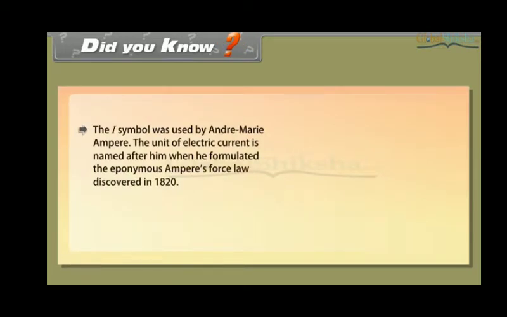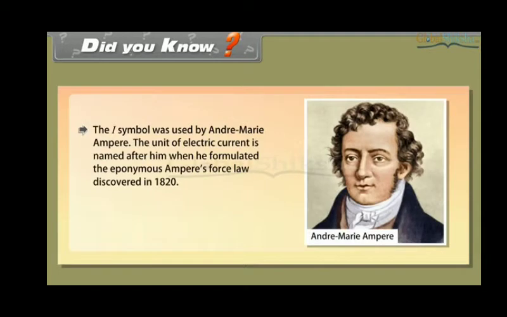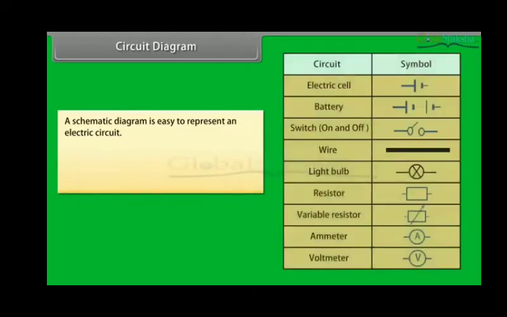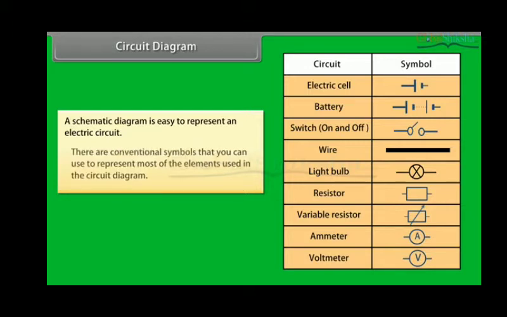Did you know? The I symbol was used by André Marie Ampère. The unit of electric current is named after him when he formulated the eponymous Ampere's force law discovered in 1820. Circuit diagram. A schematic diagram is an easy way to represent an electric circuit. There are conventional symbols that you can use to represent most of the elements used in the circuit diagram. The symbols are shown.